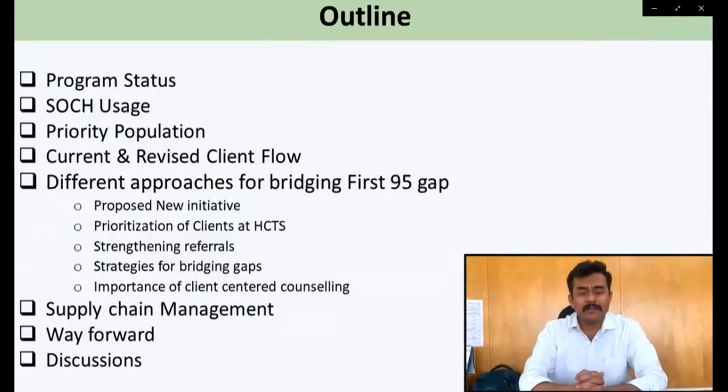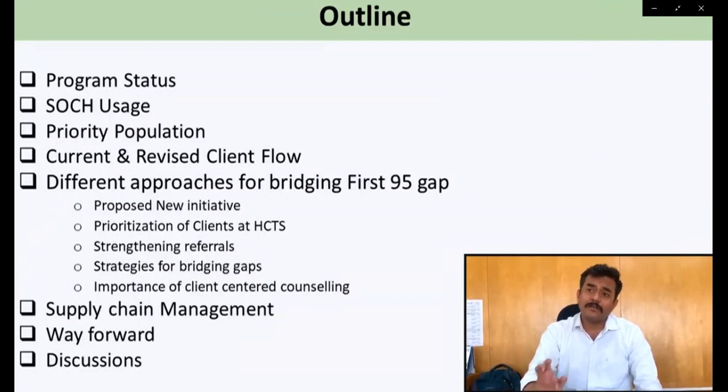Apart from it, we will share the update on SOCH uses as well as on the stock status, apart from the first 95 gap, and also the difference between HIV and syphilis testing. We will also discuss, in detail, what the officers from NACO and our partners will tell about the differential strategy to reach out to the high risk and at risk population and bridge the first 95 gap.